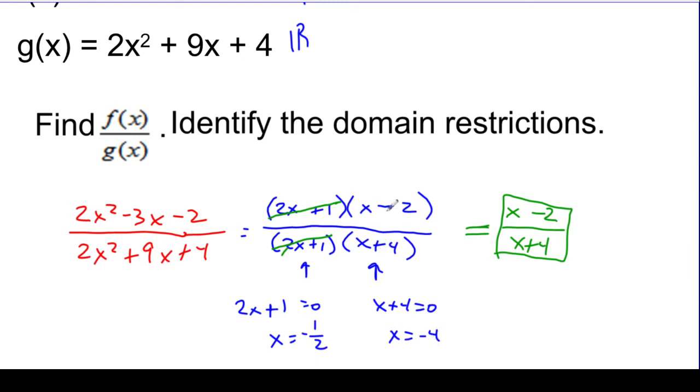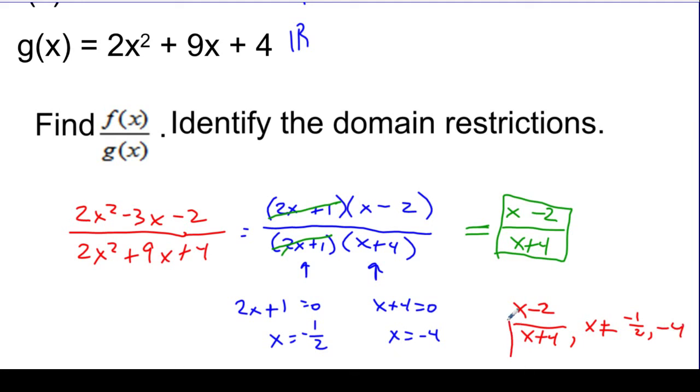I don't care about the numerator, so this x minus 2 is fine. I don't have to include that. Just when the pieces in the denominator become 0. And these are my two values, -1/2 and -4. So again, my final answer is x minus 2 over x plus 4. And here's your restrictions. X cannot be equal to -1/2 or -4.